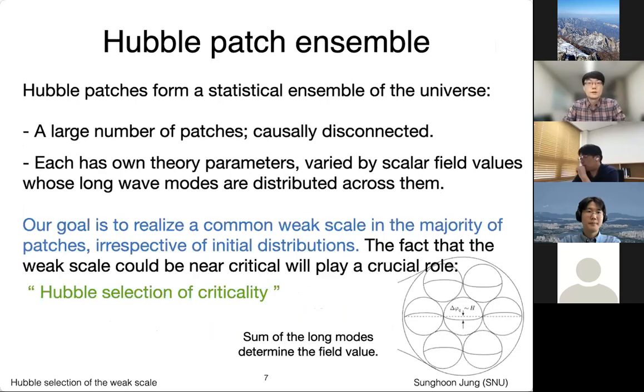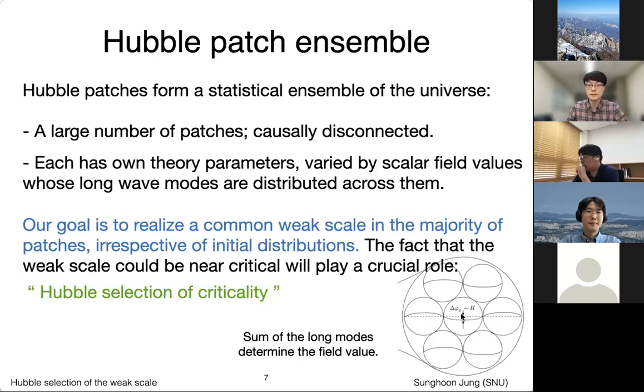And also we're gonna think about so-called some kind of statistical ensemble, and we're gonna talk about the probability distribution of the Higgs VEV or Higgs mass parameter, okay? Because there will be a large number of Hubble patches, and each Hubble patch is causally disconnected, and each Hubble patch will have its own theory parameters, which are determined and varied by scalar field values. And scalar field is not just constant all over the universe, but it has many different Fourier modes, and long wave modes will be distributed across the Hubble patches. So their value and distribution will determine the values and the variation of the theory parameters among the Hubble patches, okay?